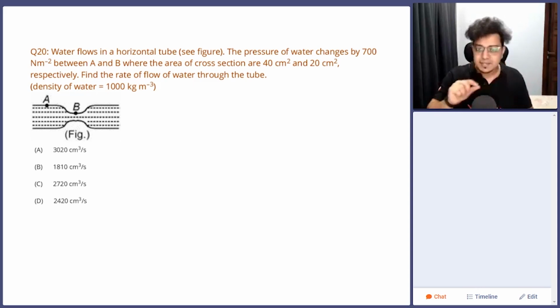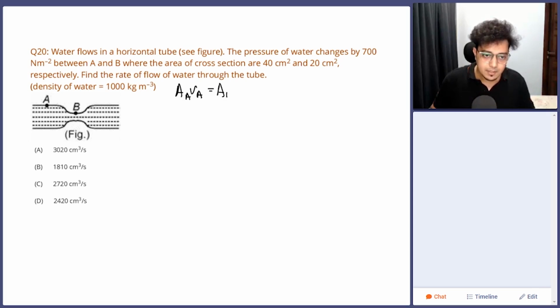So first of all, I can see varying cross-section. So the first thing that I will do, I will apply the continuity equation. That is AA VA is equal to AB VB. Area at point A is 40, velocity at point A unknown. Area at point B is 20, velocity at point B is unknown. So twice of VA is equal to VB. Okay, this is one piece of information that we got.